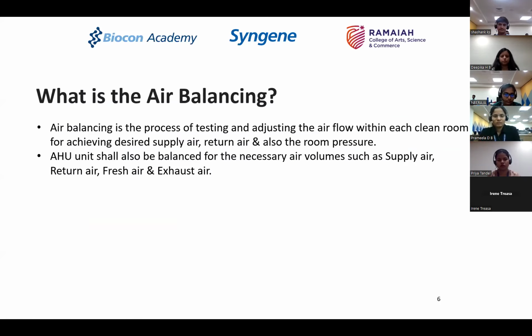Now, what is air balancing? Air balancing is a process of testing and adjusting the airflow within each clean room for achieving the desired supply air, return air, and also the room pressure. All these things I have explained more than 2-3 times now. The AHU units shall also be balanced for the necessary air volumes such as supply air, return air, fresh air, and exhaust air. That is, the exhaust air in this scenario will be bleed air. Okay.